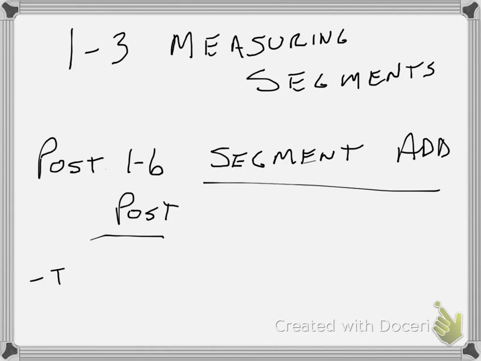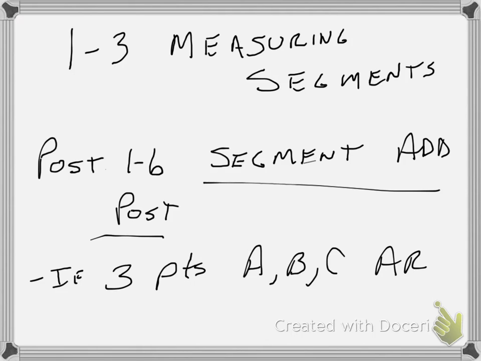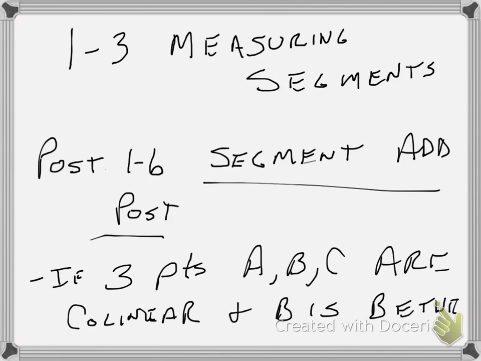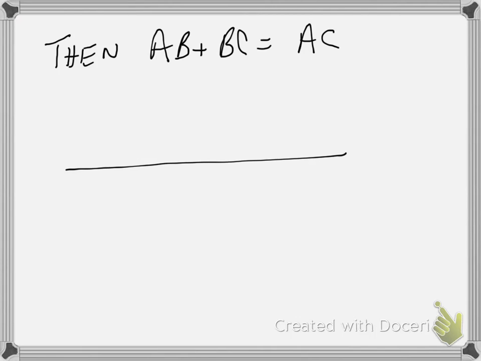What it says is if 3 points A, B, C are collinear, and B is between A and C, then AB plus BC equals AC. To illustrate this, we have a segment.